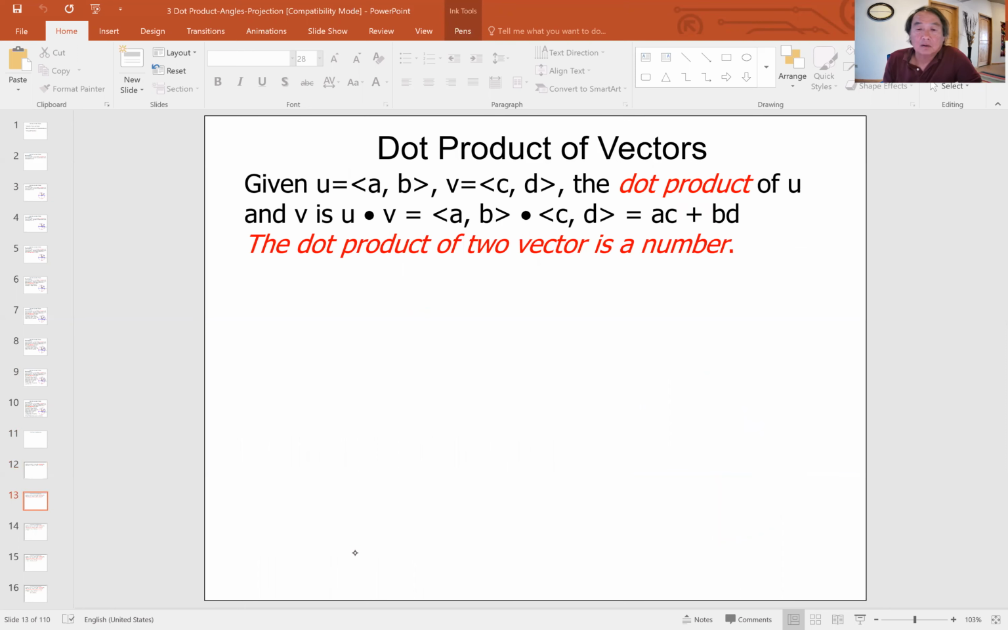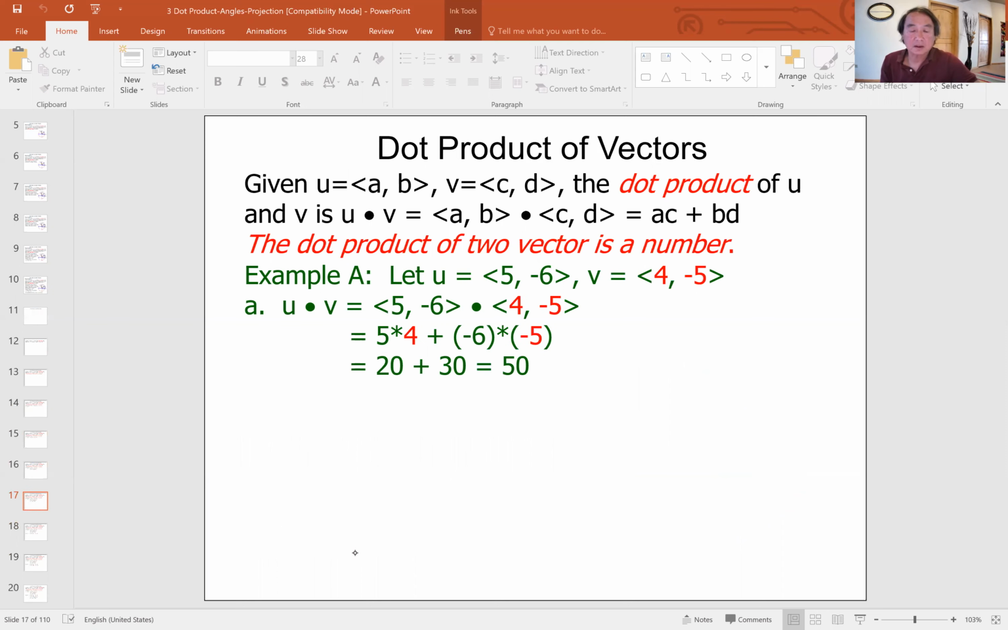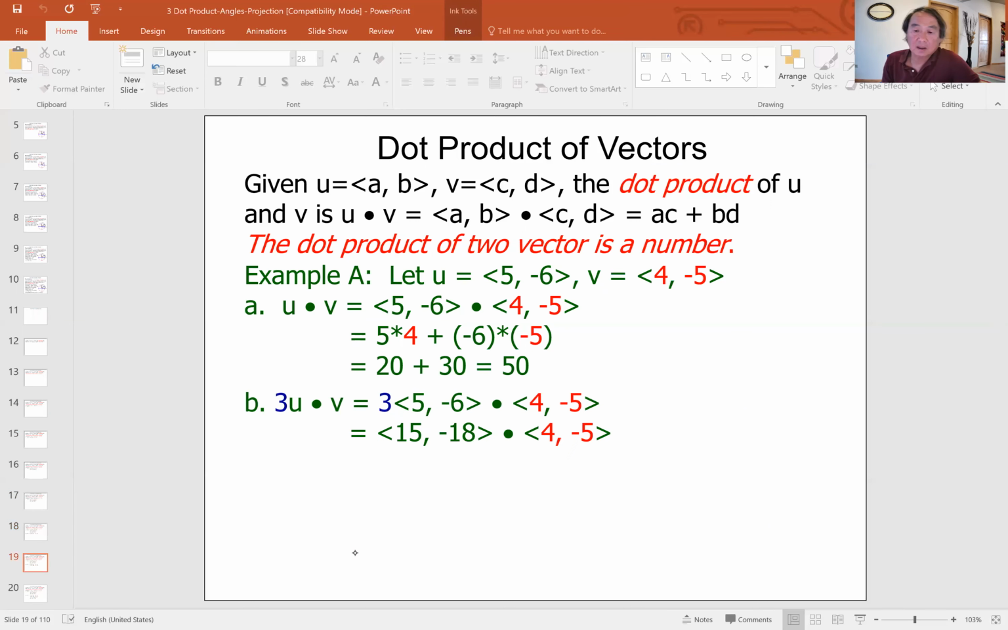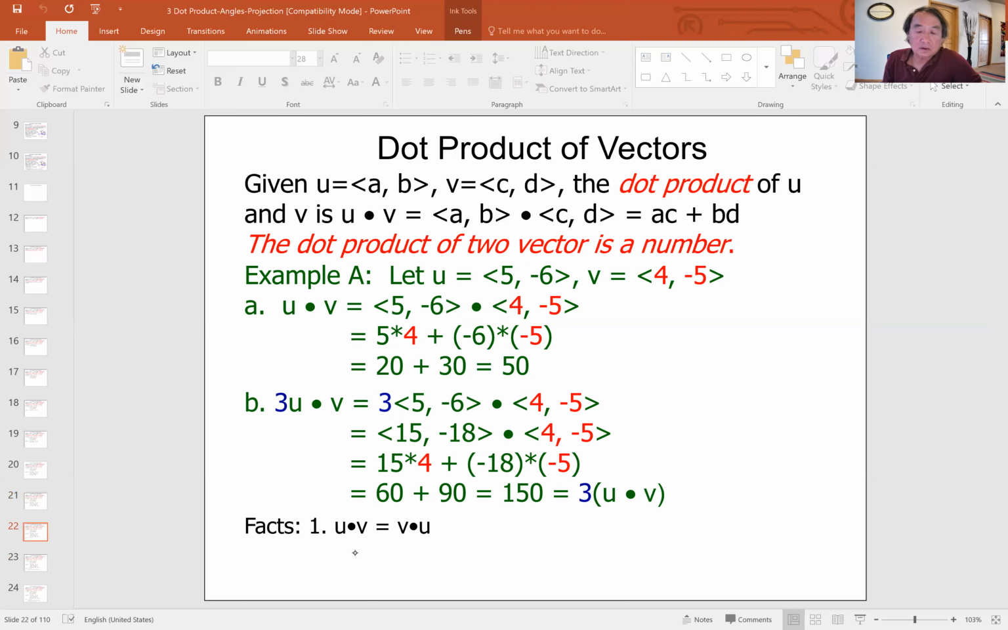So in general, if I have two vectors in two-dimensional space, then this is called a dot product, which is a number. Here are some examples of two vectors, u and v, and their dot products. And here is some arithmetic: if I multiply by a scalar, then the dot product is multiplied accordingly by the scalar. So if I triple u, then the dot product is triple the original u dot v. It goes from 50 to 150. So these are the basic rules that the dot product satisfies.